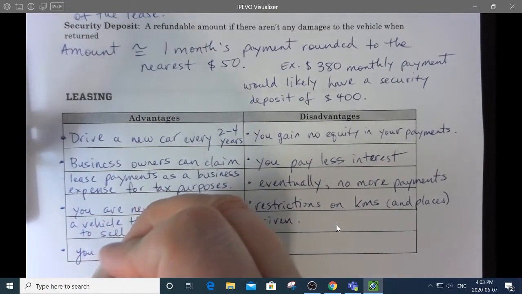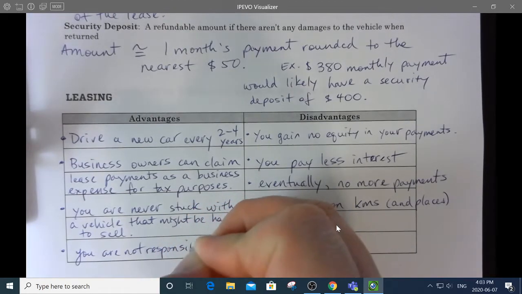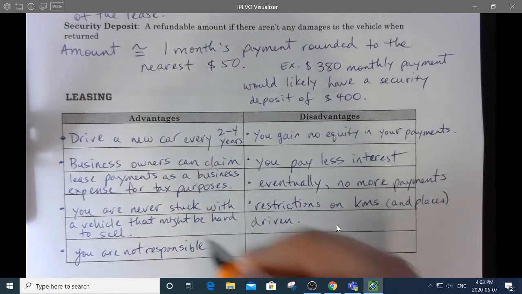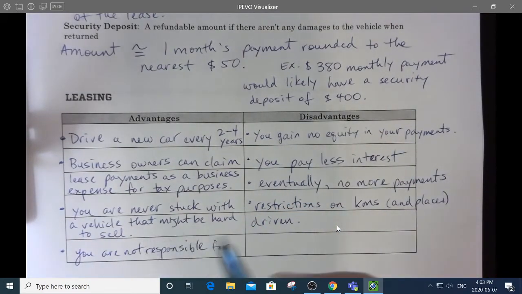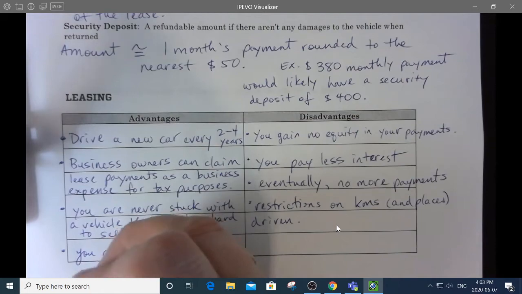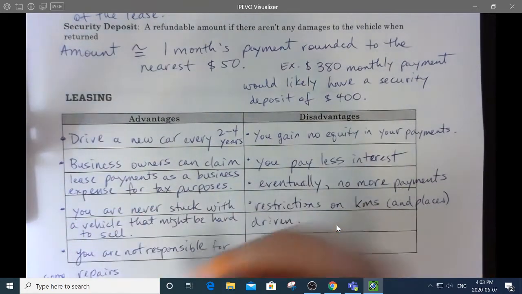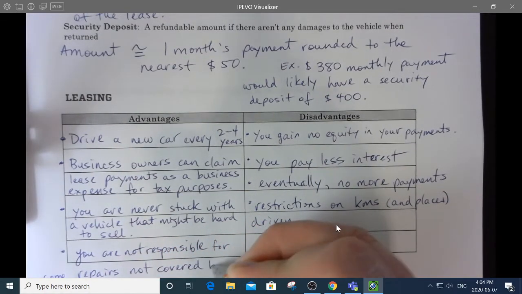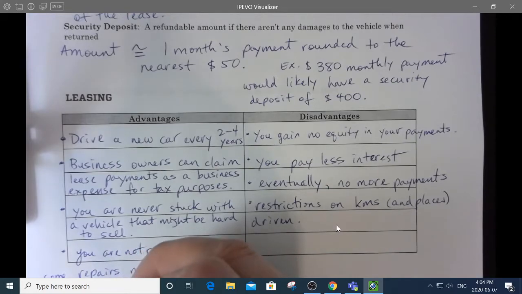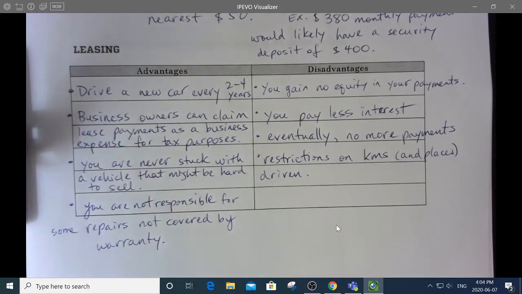One advantage, though, is you are not responsible for repairs. I should say, for some repairs not covered by warranty. This would be spelled out in the contract you sign when you lease.